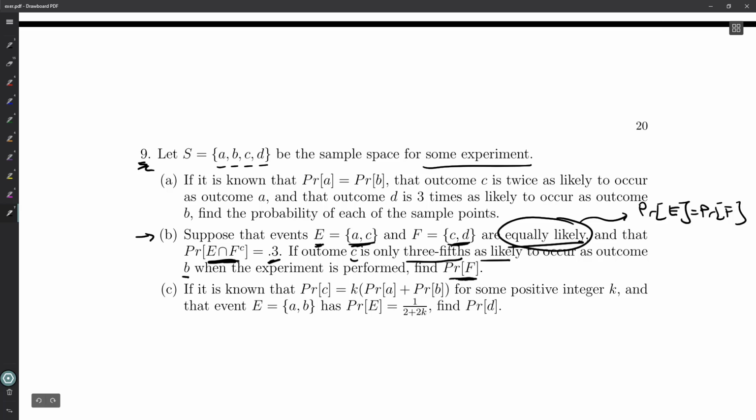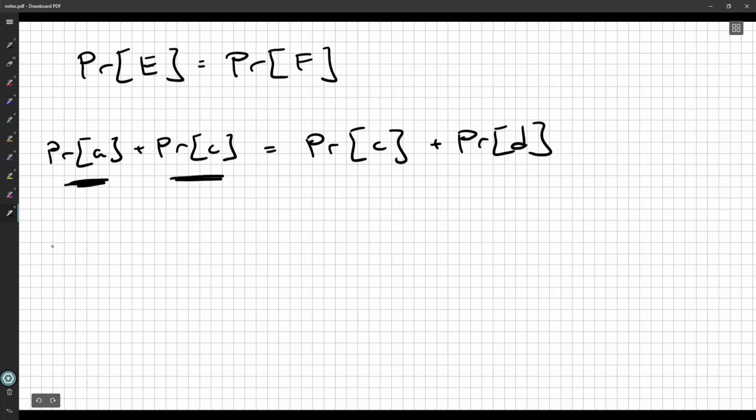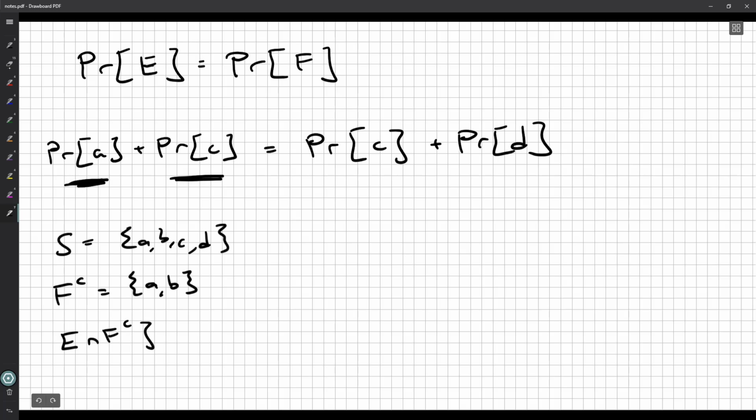We also know that E intersect F complement is 0.3. What is F complement? Well, I know the whole sample space is A, B, C, D. So F complement is the things that are in S but aren't in F. So that's just A and B. E intersect F complement is what? Well, E is A and C, F complement is A and B. The only thing they have in common is just A.